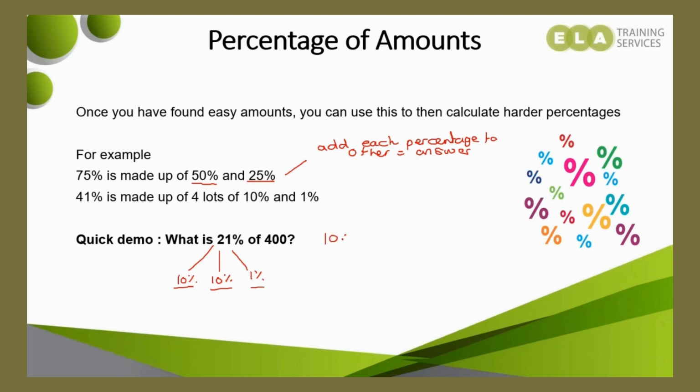So we're then going to do 10% of 400, which we know we're going to knock off a 0, which would be 40. We're going to do that 10% again. Now you can write it out again or just multiply your answer by 2. Just 40, and then 1% of 400 is then 4. Add it all together, and our answer is 84.